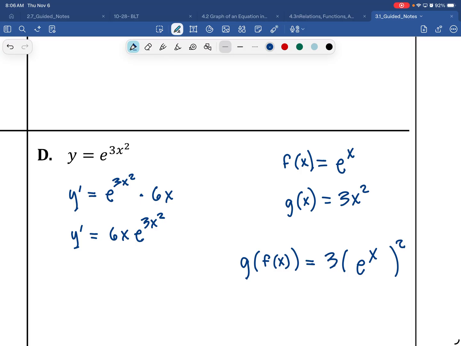So in this case, the outer function would be g. I would do the power rule first. But is that the correct composition? No, 3e to the x squared is not my original problem. So let me try to reverse those.